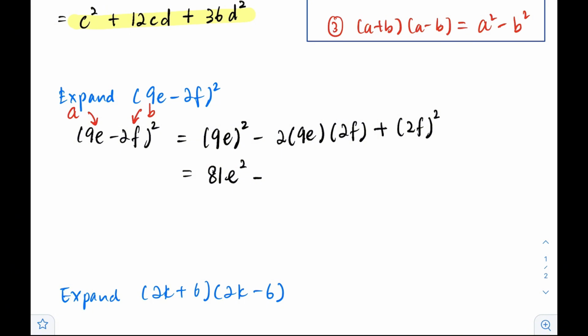Minus 2 times 9e times 2f. I would need to multiply the numbers together first. 2 times 9 times 2 to get 36. Alright, we can use our calculator to help us with that. Then the variables e times f to get ef. And finally, 2f whole thing squared. I just need to square 2 to get 4 and square f to get f squared. So therefore, my final answer is 81e squared minus 36ef plus 4f squared.